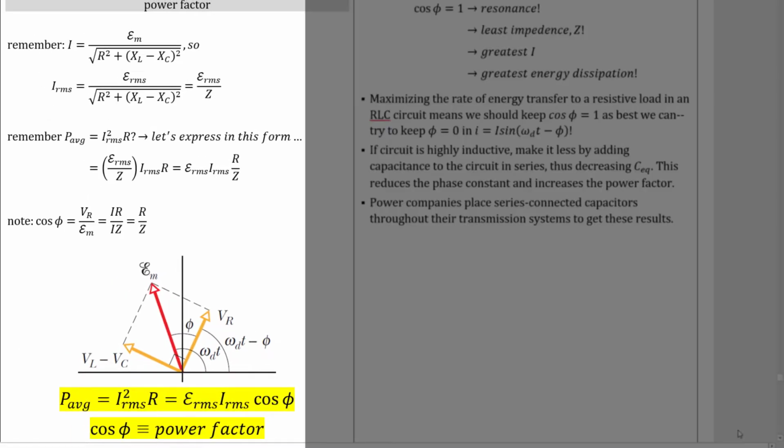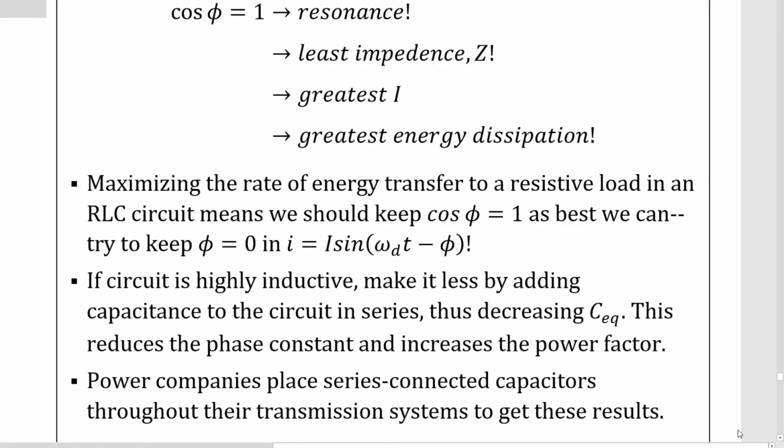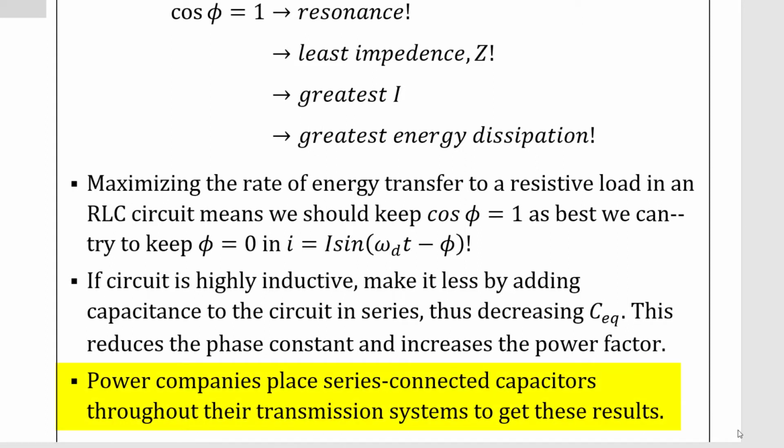Power factor is basically a measure of how well the voltage and current are in phase. At resonance, phi equals 0, so voltage and current are perfectly in phase, and the power factor depicted by cosine of phi would equal 1, which is the maximum value possible. Here's some more detailed interpretation of the meaning of a power factor of 1. I think this last bullet is especially interesting. Power companies place series connected capacitors throughout their transmission systems to get these results.